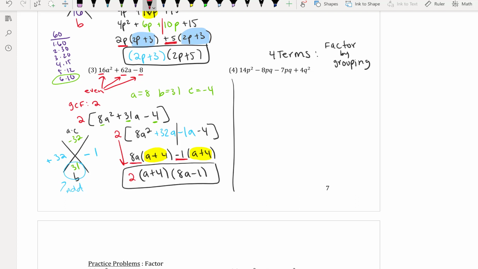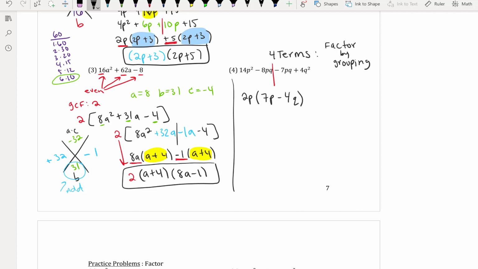So I'm just going to go by splitting it in half. So the first two, let's see, 14 and 8. Well, they're both even, so I believe that a 2 goes into both of them. I also see that a P goes into both of them as well. So I'm left with the 7P minus 4Q.